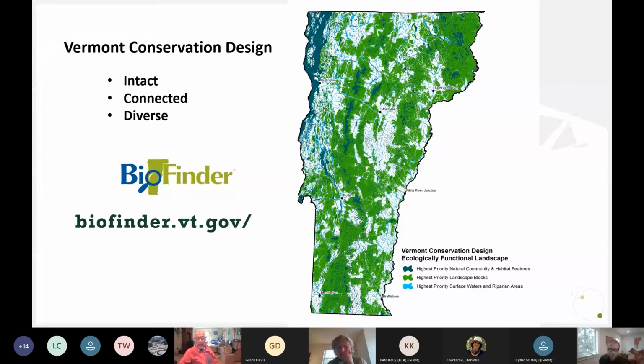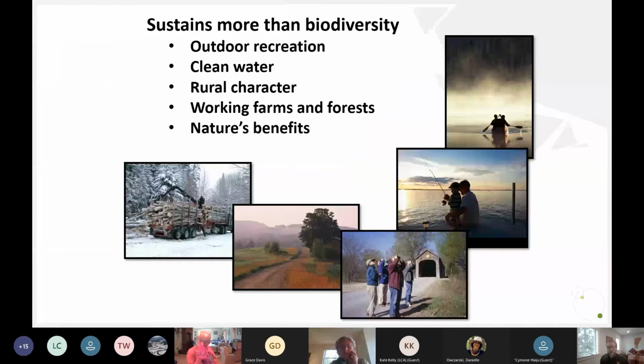Now, when we do this network, this design, this functional landscape, when we do this well, we get other benefits beyond the ecological. And so those are going to include not just biological diversity, but benefits for outdoor recreation, clean water, rural character, working farms, and other benefits like ecosystem services.